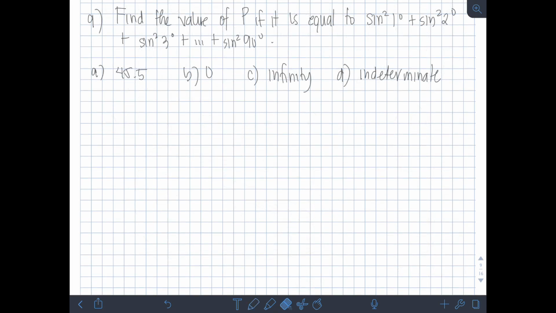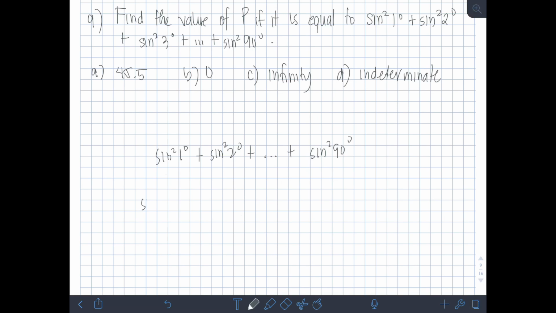Okay? Next, we have find the value of P if it is equal to sine squared 1 degree plus sine squared 2 degree plus sine squared 3 degree plus dot dot dot plus sine squared 90 degree. So, hanapin daw natin yung sum ng sine squared 1 degree plus sine squared 2 degree plus dot hanggang sine squared 90 degree. Okay, so paano ba natin ito isosolve without actually finding the actual value of each term? So, apply natin dito yung Pythagorean relations.